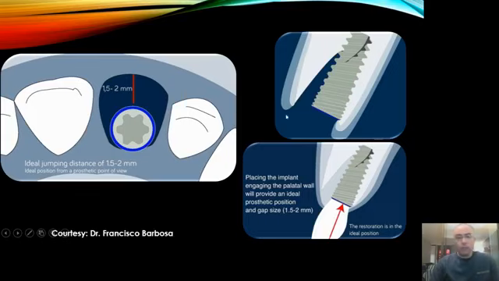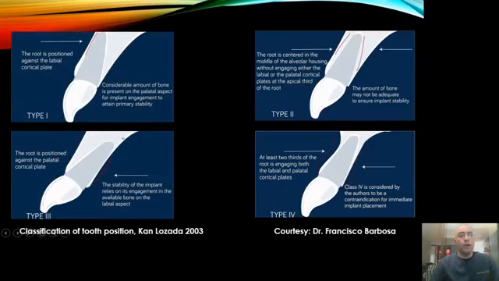This beautiful demonstration is from my friend Francisco Barbosa. I thank him for letting me use it. And then Kan et al. In 2003, starting from 2003 with Lozada, they started to make a classification for the teeth positioning inside the ridge, the alveolar ridge.